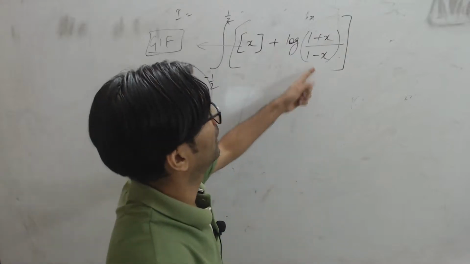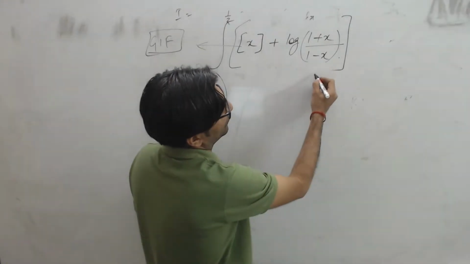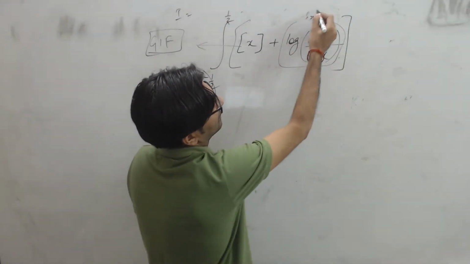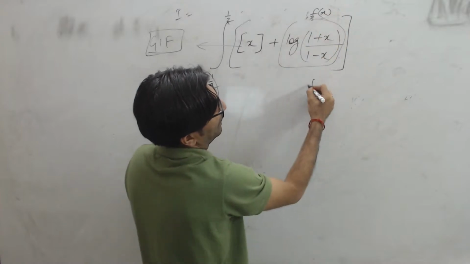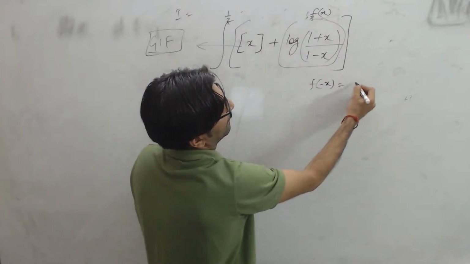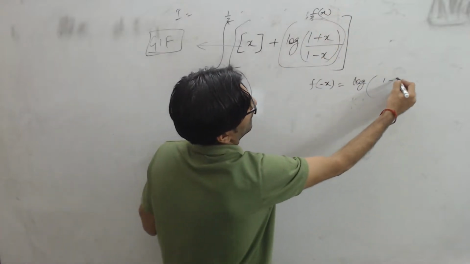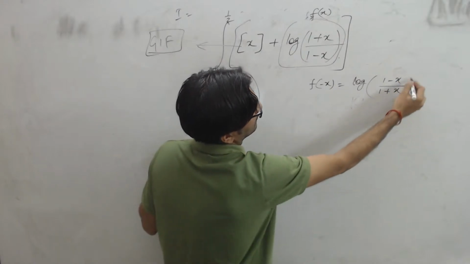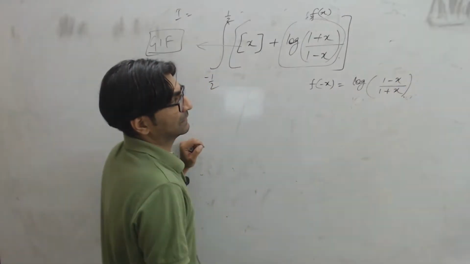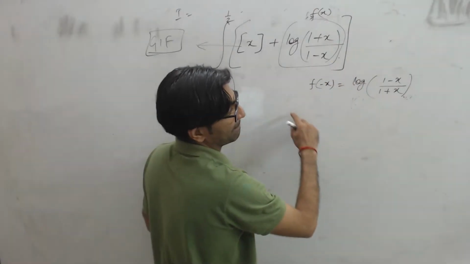Correct. So you check, no? What you'll do is you'll check, right? If this is f(x), what is f of minus x? Log of (1 minus x) upon (1 plus x), right? It's not the same.